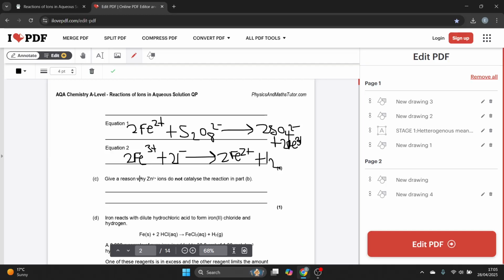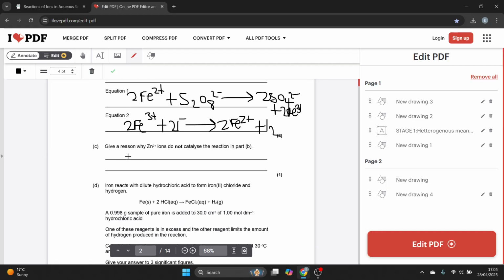A reason Zn2+ ions do not catalyze a reaction is that Zn ions only have one oxidation state, of +2, therefore only Zn2+.